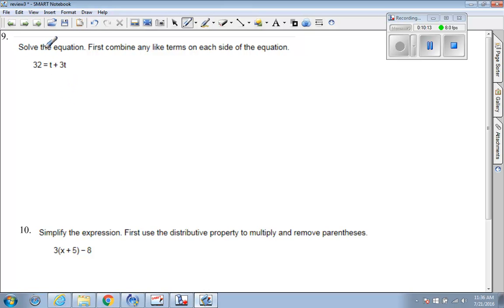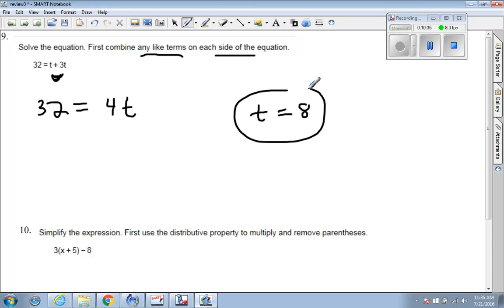Okay? Solve the equation. Combine any like terms on each side of the equation as needed. Aha, these two are like. So I'd have 32 equals, well, t plus 3t makes 4t, right? And then in this situation, you can just look at it. 4 times what makes 32? Well, obviously 8, right? So we know t is 8. But if you wanted to write out a step, you would divide both sides by 4 to get the t isolated. So then 32 divided by 4 gives you your 8. Okay?